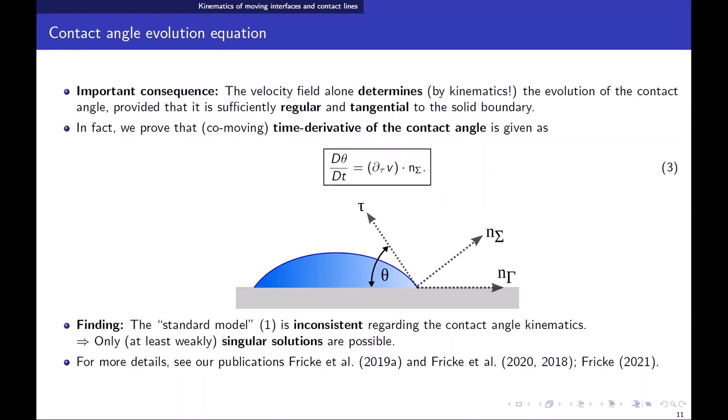So the fundamental equations I showed before with the Navier slip condition, it's a finding actually now that it's actually inconsistent with the contact angle kinematics. It produces only weakly singular solutions, and in this work I'm going to show how we can go to possibly a complete regularization of the conditions. More details about these derivations and the proof of the kinematics and of the ODEs are available in these works.